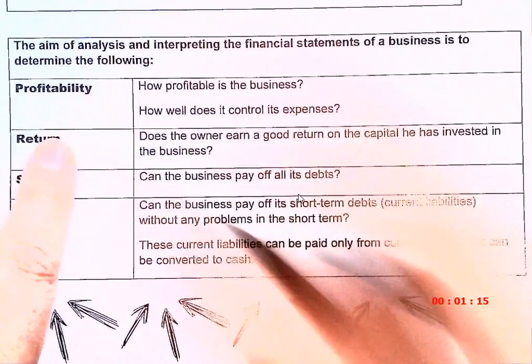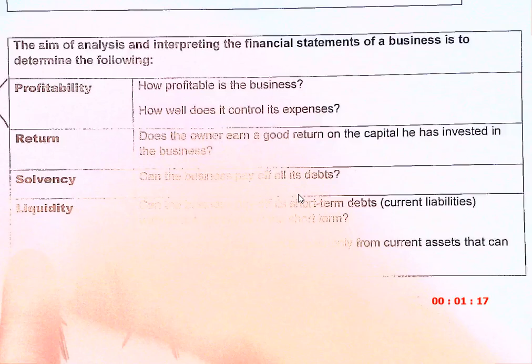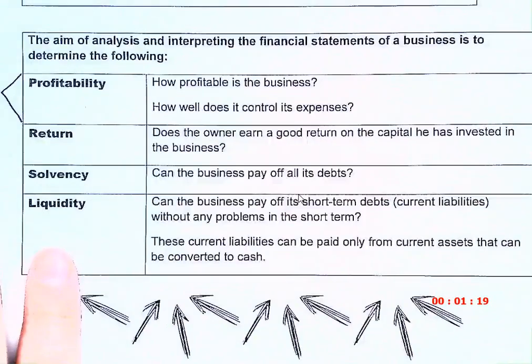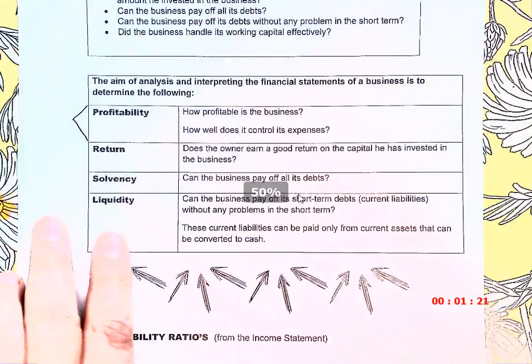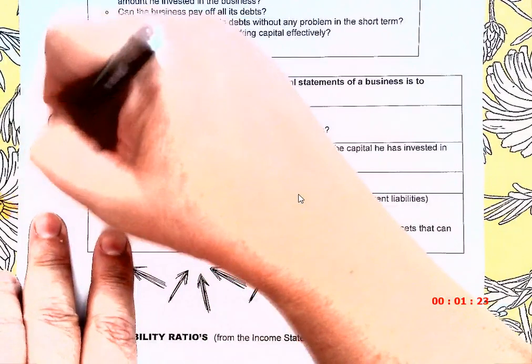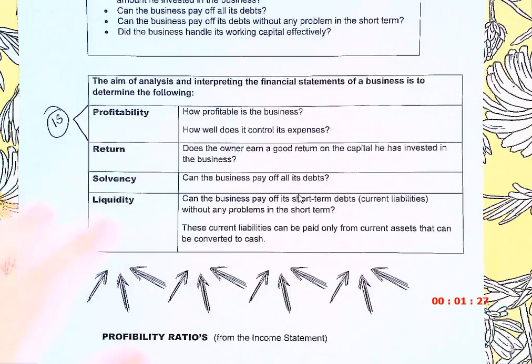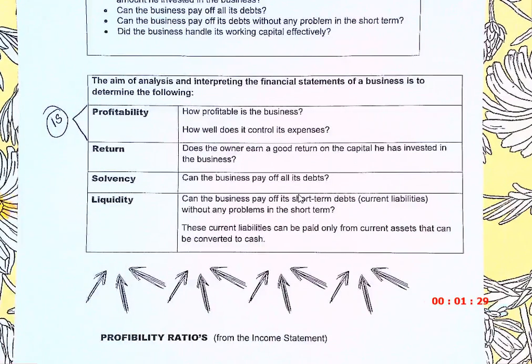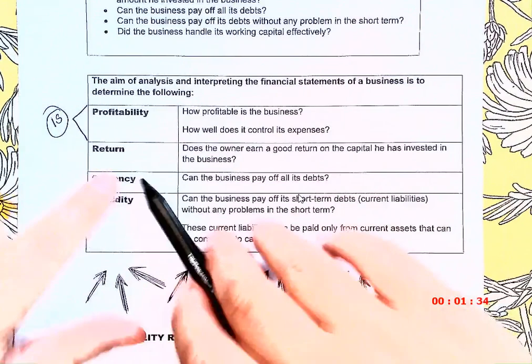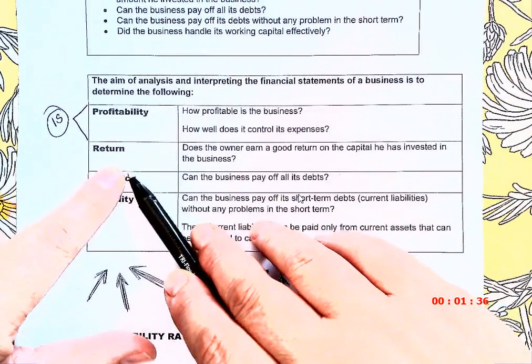So can you see that all of the ratios that we do with profitability will be ratios that will be influenced by the amounts on the income statement? Right. The other ones is mostly balance sheet. Right. So now, the next one they're going to look at is your return.